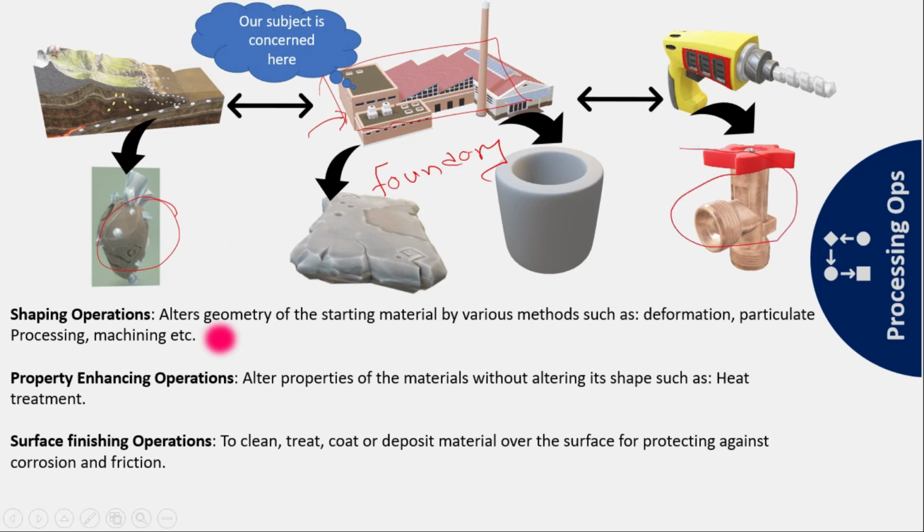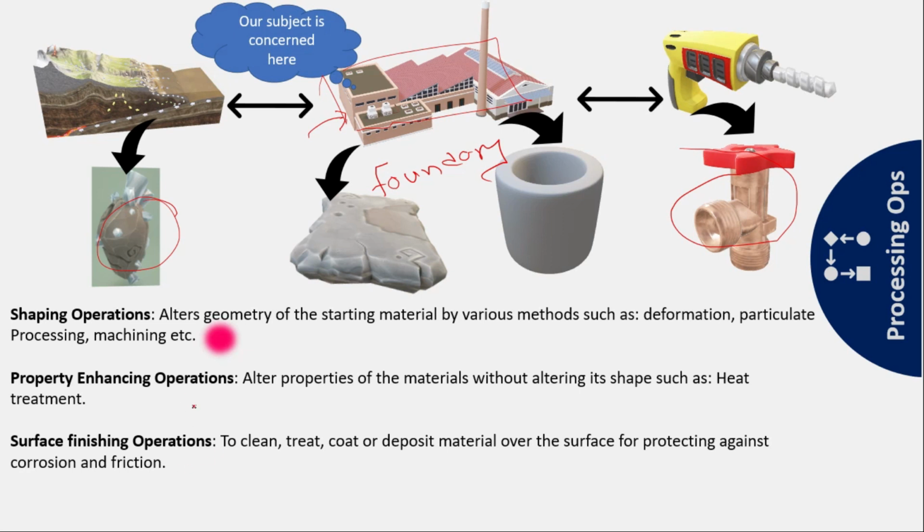So the processing operation has three main types: the shaping operation, property enhancement and the finishing operation. What is the shaping operation? It alters the geometry of the starting material by various methods such as deformation, particulate processing and machining. It only alters the shape of the starting material without changing its properties. That is the shaping operation.